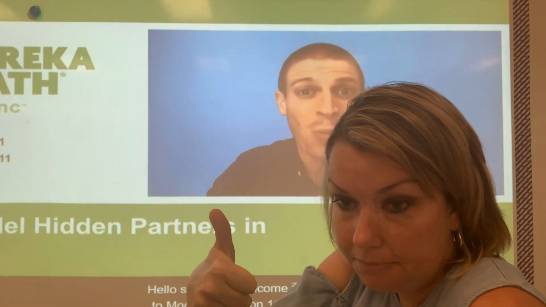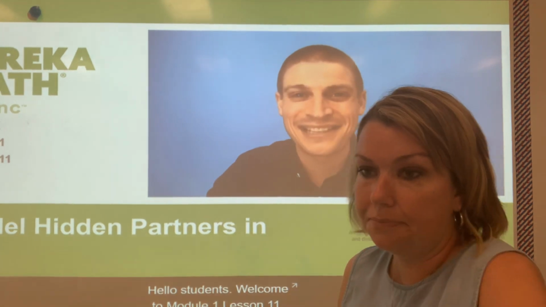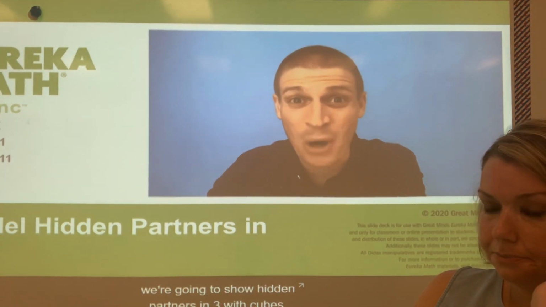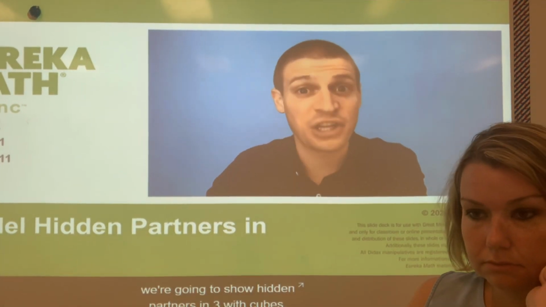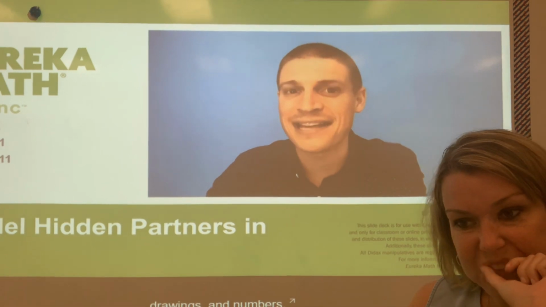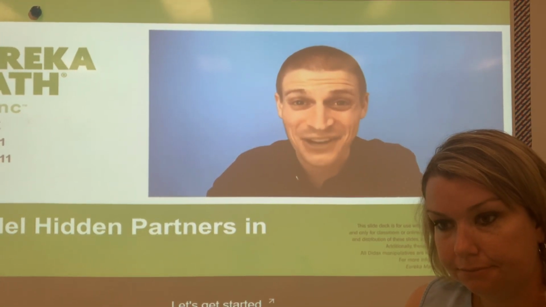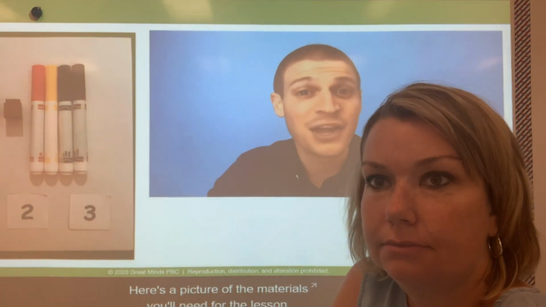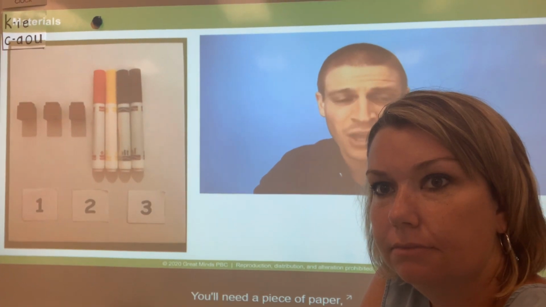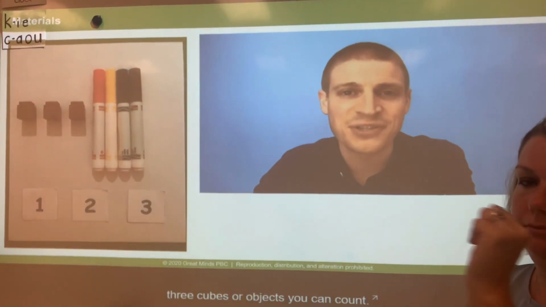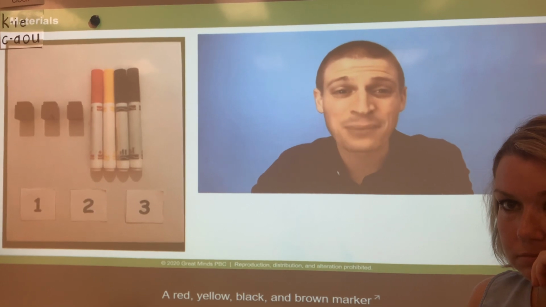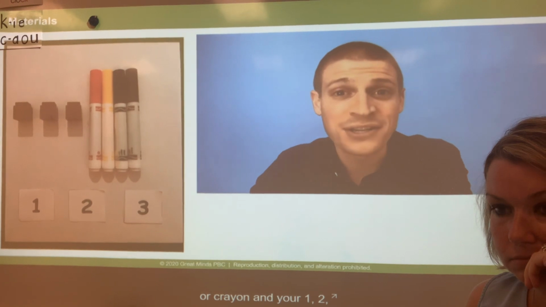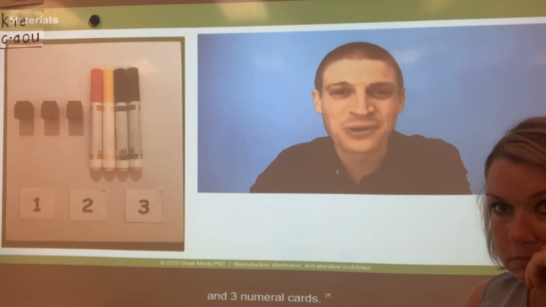Hello. Welcome to Module 1, Lesson 11. I'm Mr. Hammer. Today, we're going to show hidden partners in 3 with cubes, drawings, and numbers. Let's get started. Here's a picture of the materials you'll need for the lesson. You'll need a piece of paper, 3 cubes or objects you can count, a red, yellow, black, and brown marker or crayons, and your 1, 2, and 3 numeral cards.